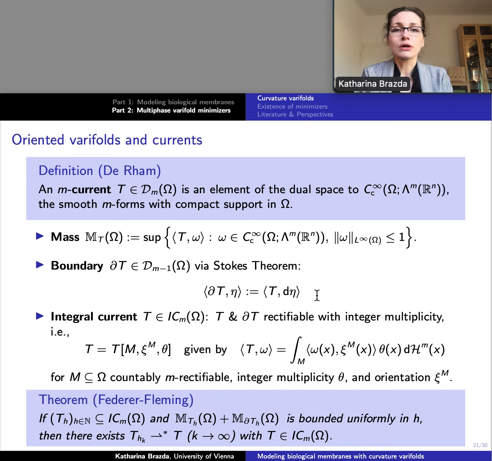And the current is called integral if the current T and its boundary are both rectifiable. That is, their action on test forms omega is given by this formula, where theta is again an integer valued multiplicity. So let me conclude this crash course in geometric measure theory with the Federer-Fleming compactness result for integral currents with bounded mass and bounded boundary mass.